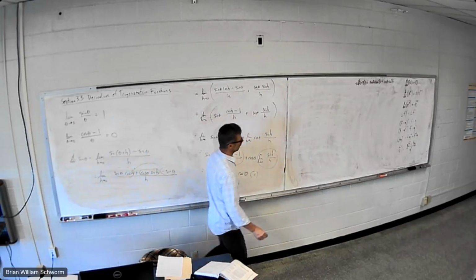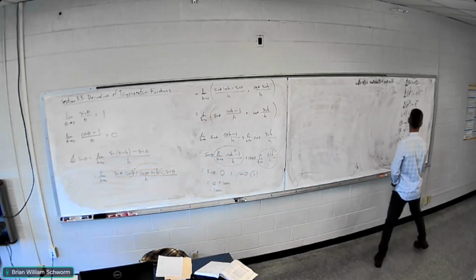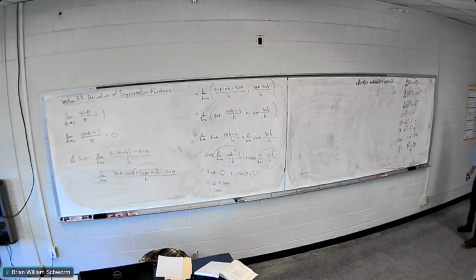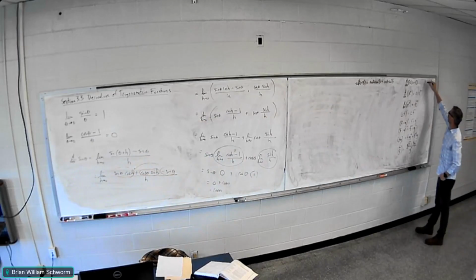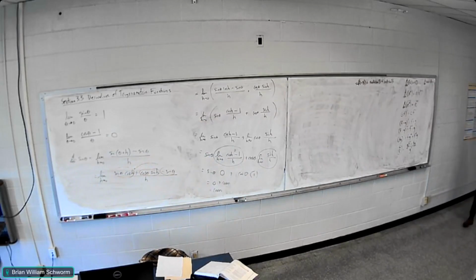So the derivative of sine is cosine. Derivative of sine is cosine. That's convenient. Derivative of that trig function is just another trig function. Derivative of sine is cosine.